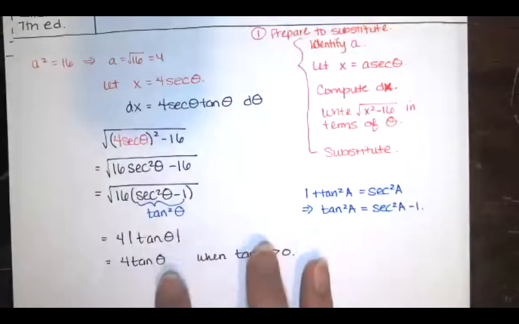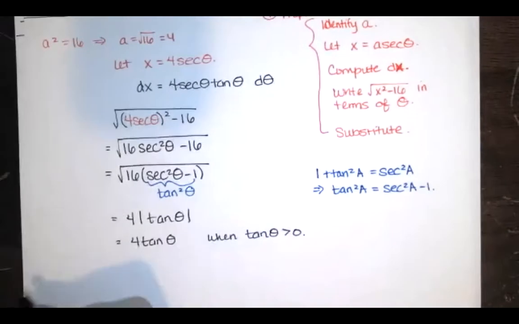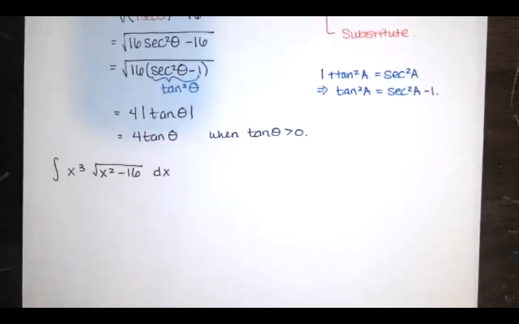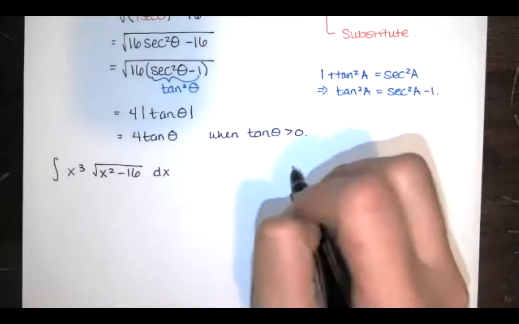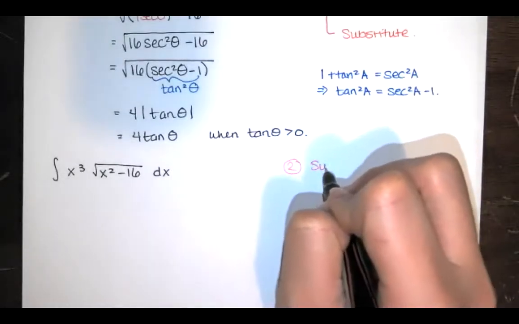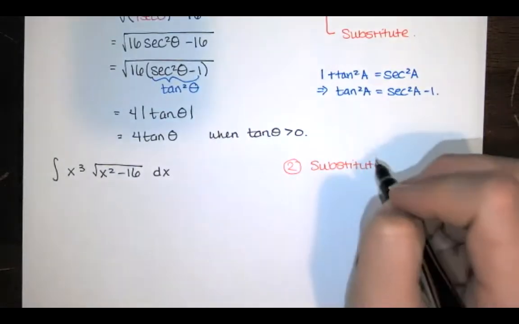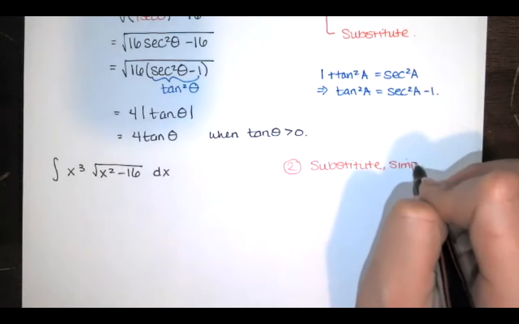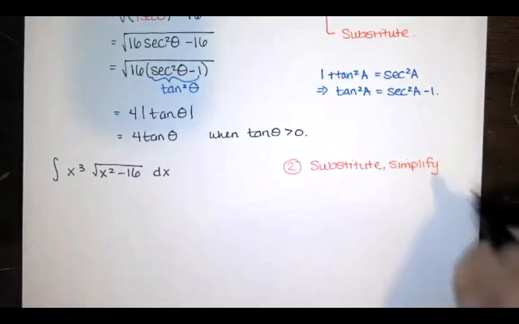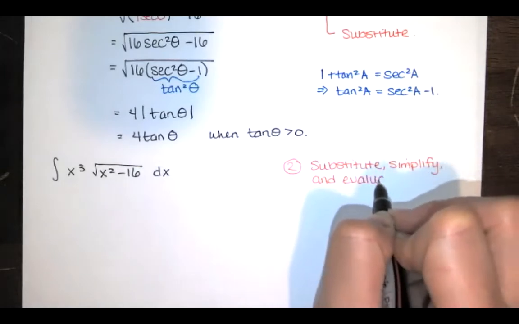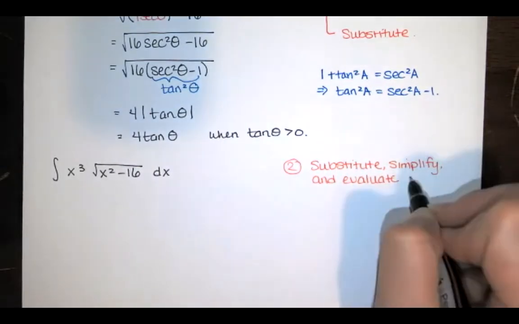Okay, so that was preparing to substitute. And now we want to take everything in our integral, the x that's being cubed, that square root of x squared minus 16 and the dx, and we want to write it entirely in terms of theta. So this is our second step in our process. We're going to substitute, writing the integral entirely in terms of theta. We're going to simplify. And then we will evaluate the integral, and in this case, it's an antiderivative.